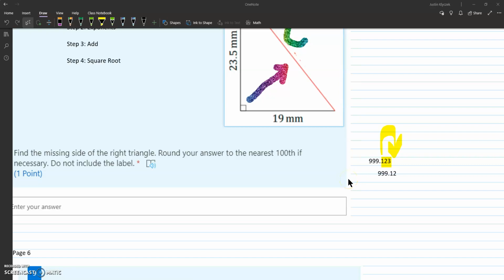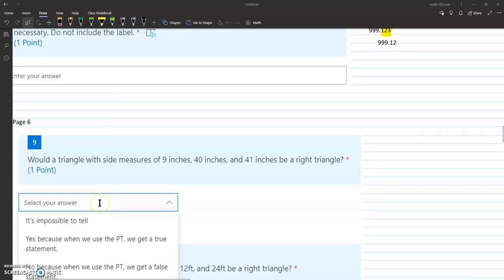So as I was saying before I was rudely cut off by the recording limit, this would round to 999.12. Make sure you know how to round. If you round incorrectly, you'll still get some points, but not full points. So don't be silly about it.